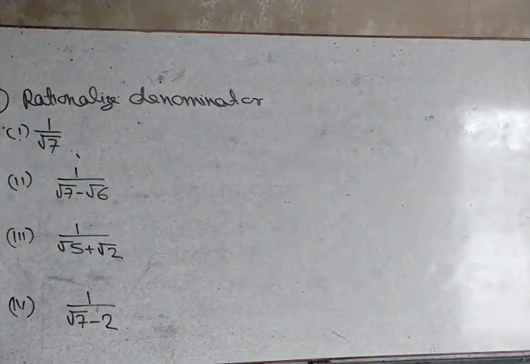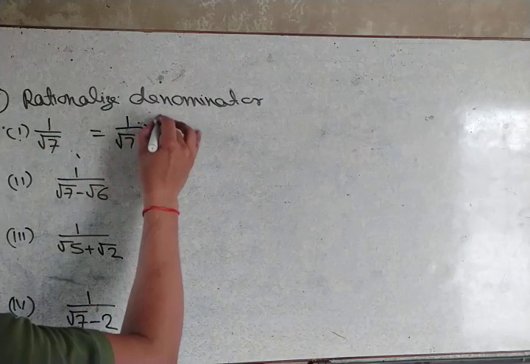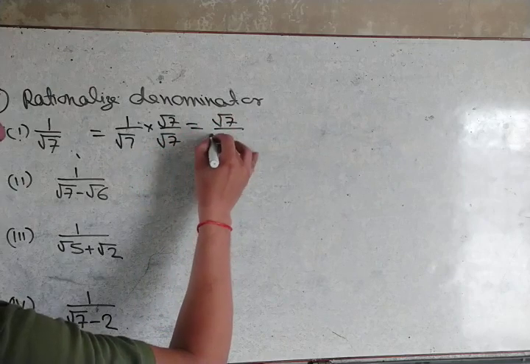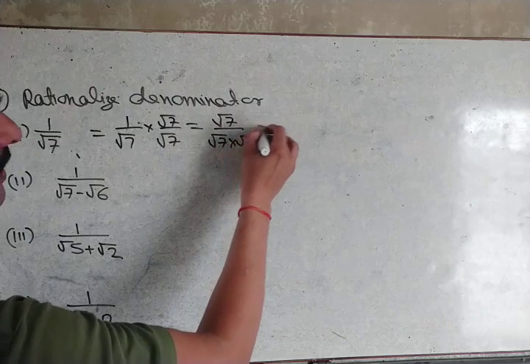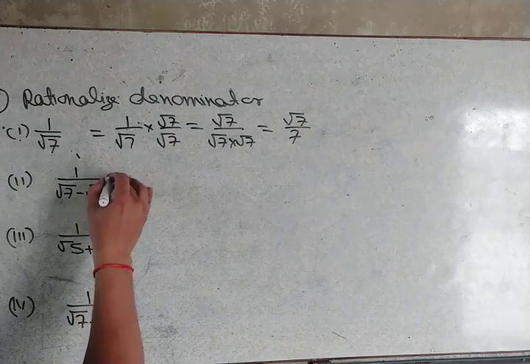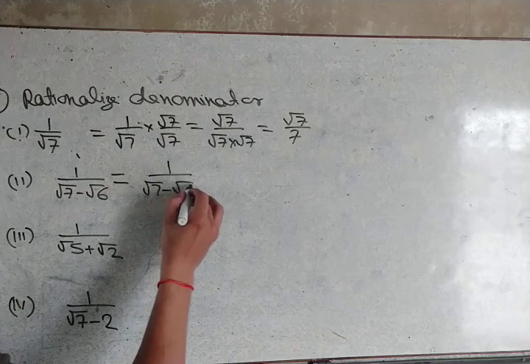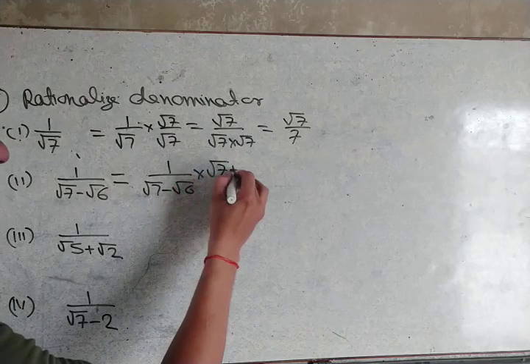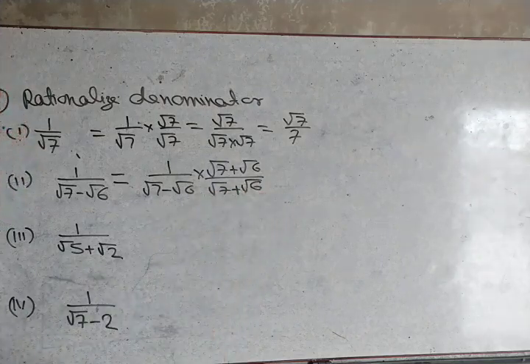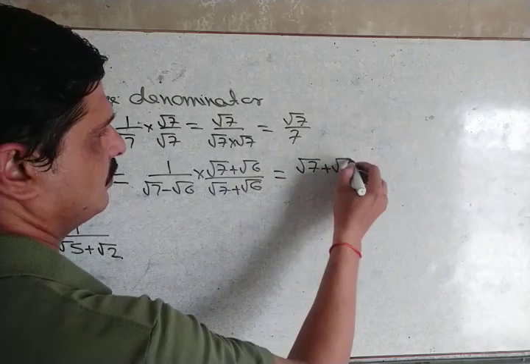For rationalizing this denominator, we have to multiply what? Root 7. We get root 7 into root 7, that is 7. We get root 7 by 7. Rationalized. Now we need to multiply this. Then what you will get? You will get root 7 plus root 6.